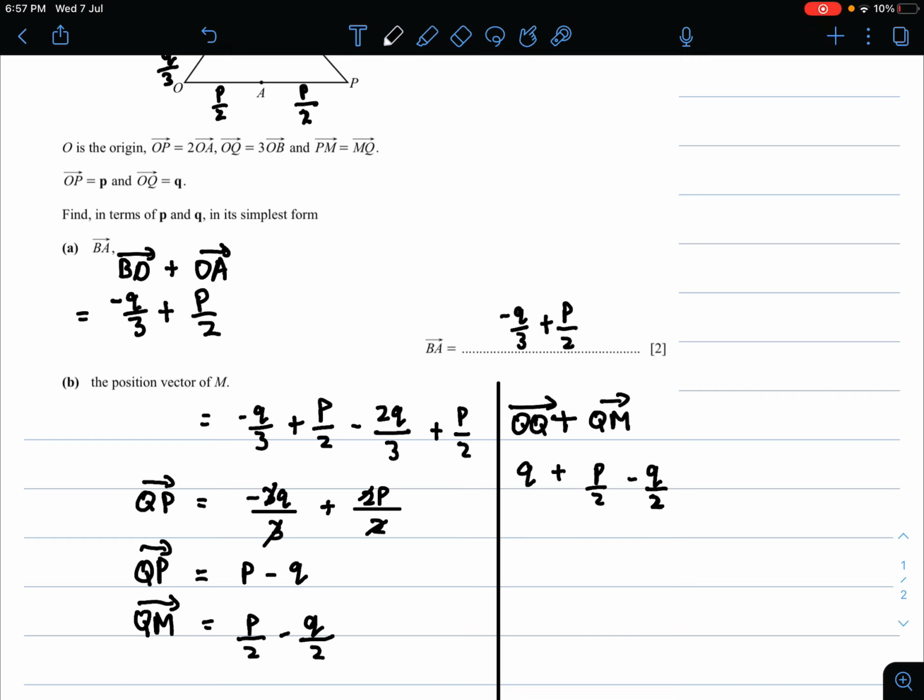So 1 minus half will give you half, positive half basically. So you know that therefore that your final answer will be Q by 2 plus P by 2. Therefore this will be your final answer for part B. Oh, my bad.